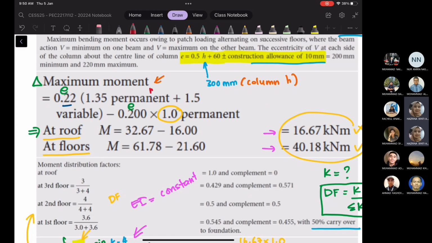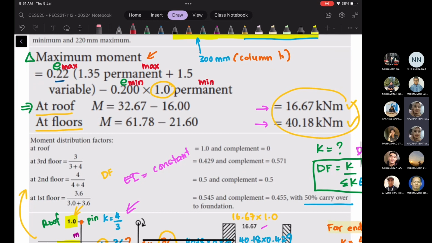Maximum, and this one is minimum, right? Okay, so multiply. You can see that the E value that we are using here, this is E max and this is E minimum, right? Okay, so multiply, then we will get the value at the roof, the difference.